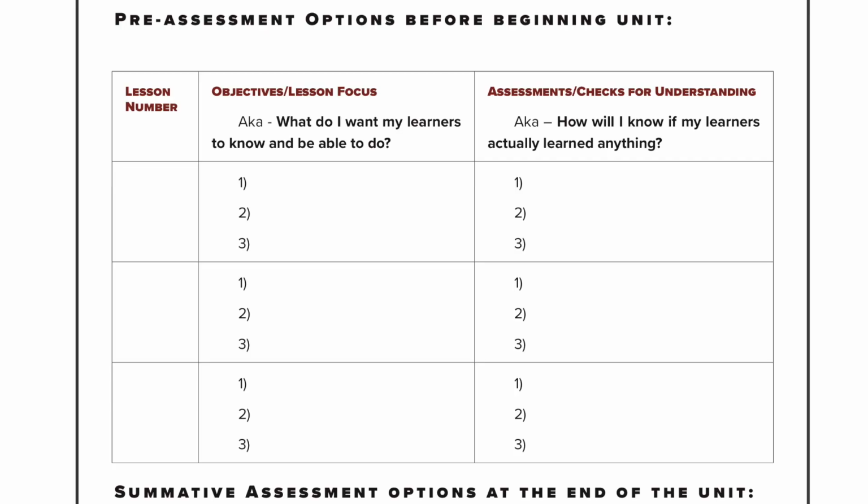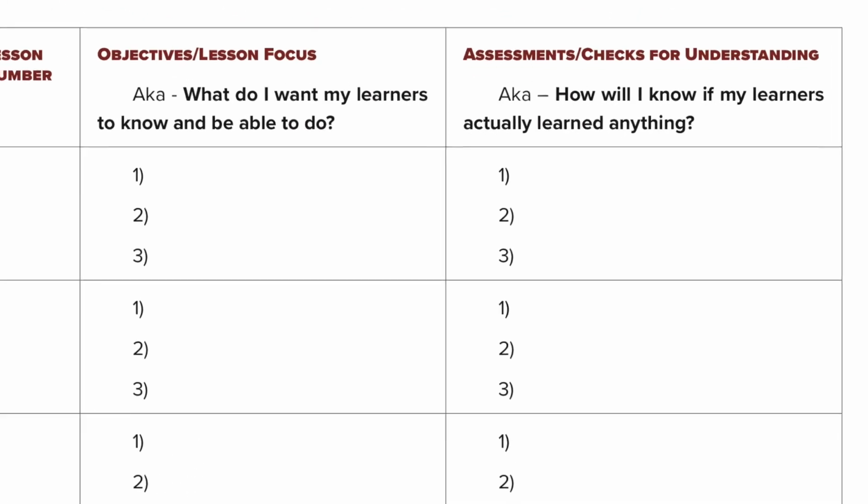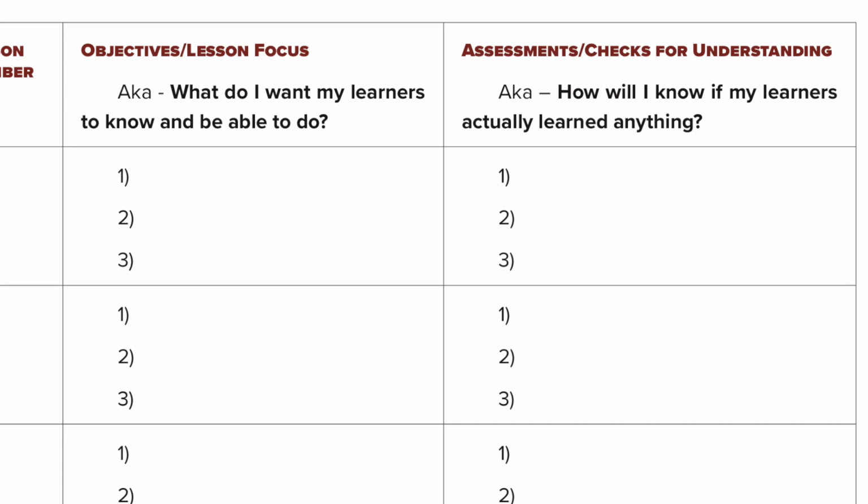Then, in the objectives or lesson focus section, write down what you would want your learners to know or be able to do for each lesson. Remember, this is not what you're going to do for the lesson. This is what you want your learners to know or be able to do by the end of the lesson. Not, I will teach them this, or my learners will read through that. But think, my learners will know the names of the Books of the Pentateuch, or my learners will be able to compare Joseph from the Old Testament to Jesus in the New Testament. 1 per lesson is a good place to start, but up to 3 works well too.